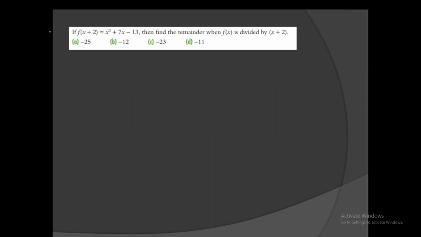So the next question says that if f of x plus 2 equal to x square plus 7x minus 13, then find the remainder when f of x is divided by x plus 2. So we need to divide by x plus 2, means basically we need to have this substituted in this place. We need to put minus 2 in this place, and we need to find the remainder. So whatever we will be putting, that basically f of minus 2 will be giving the remainder, right?